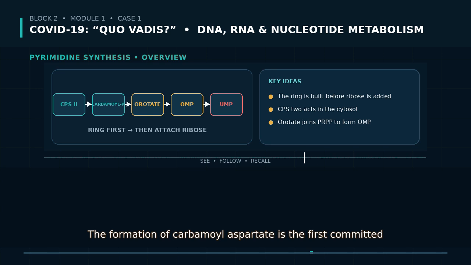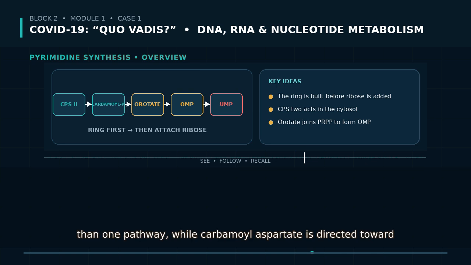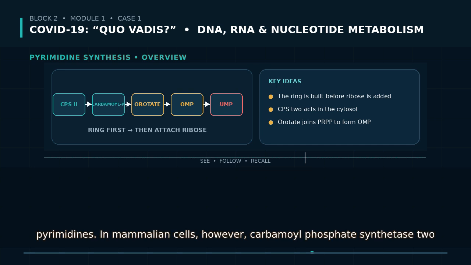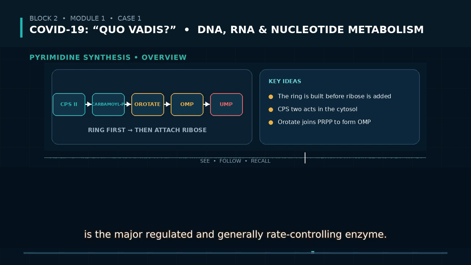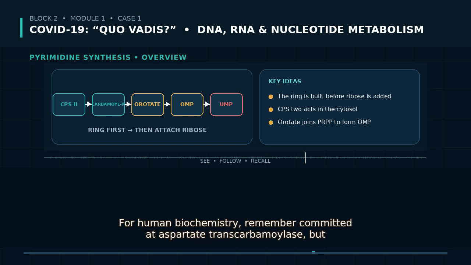Step 4. Oxidation of dihydroorotate to orotate. Dihydroorotate dehydrogenase oxidizes dihydroorotate to orotate. Orotate is the first fully oxidized pyrimidine base formed in the pathway. In mammalian cells, dihydroorotate dehydrogenase is located on the outer surface of the inner mitochondrial membrane and transfers electrons into the mitochondrial electron transport chain through ubiquinone.